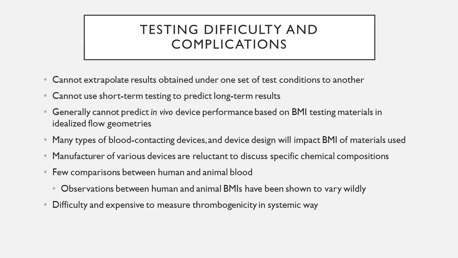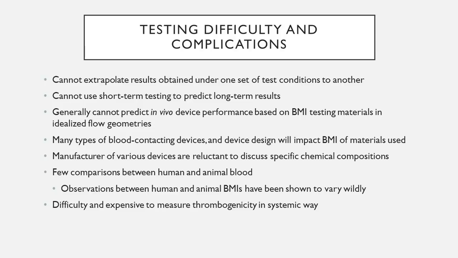Now, because of the complexity of the device that you might want to test, and certainly also the complexity of blood and the conditions in which blood interacts with the devices, there are a number of difficulties and complications that can arise in attempting to test for BMIs. One is that we can't extrapolate results obtained under one set of test conditions to another that has any of those 4 parameters changed. Okay, we also can't use short-term testing to predict long-term results. In general, we can't predict in vivo device performance based on blood material interactions in idealized in vitro flow geometries.